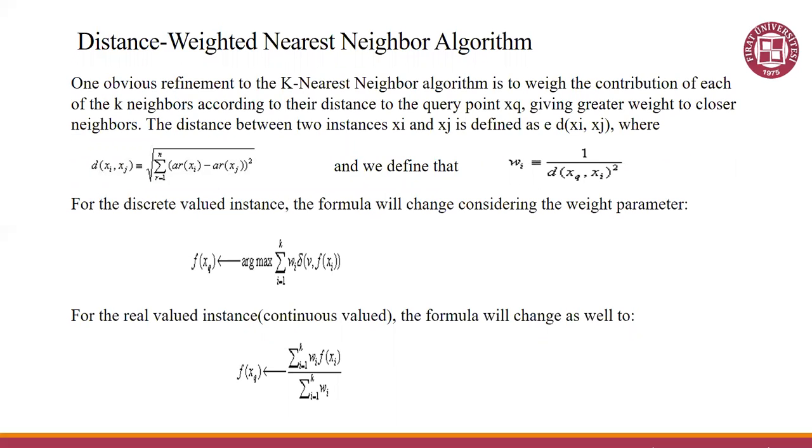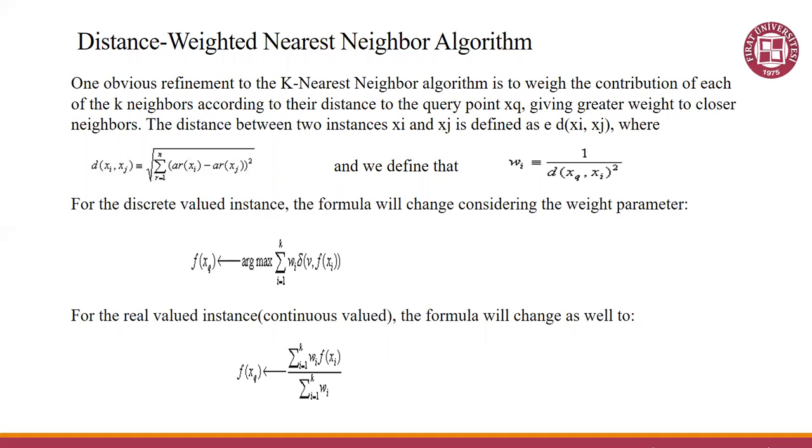The distance weighted nearest neighbor algorithm. One obvious refinement to the k nearest neighbor algorithm is to weigh the contribution of each of the k neighbors according to their distance to the query point sq, giving greater weight to closer neighbors.